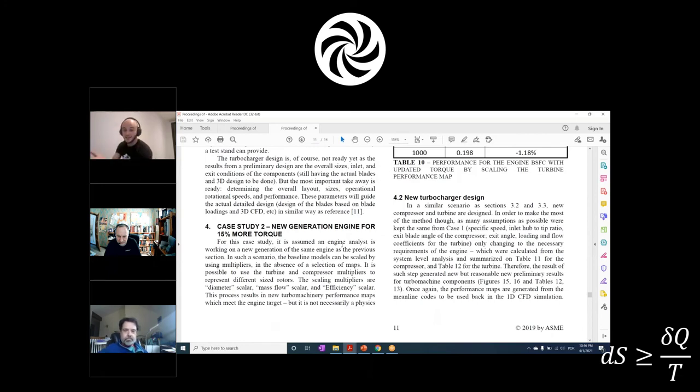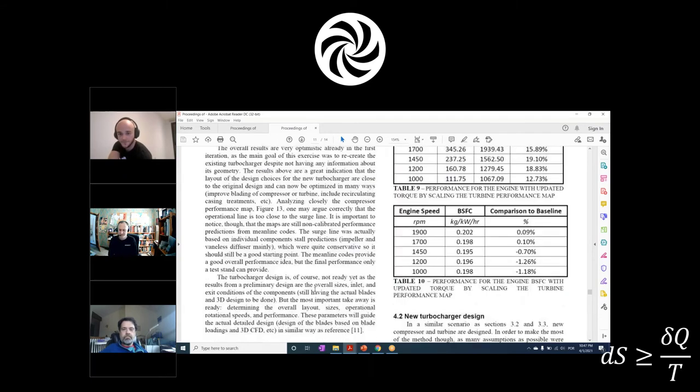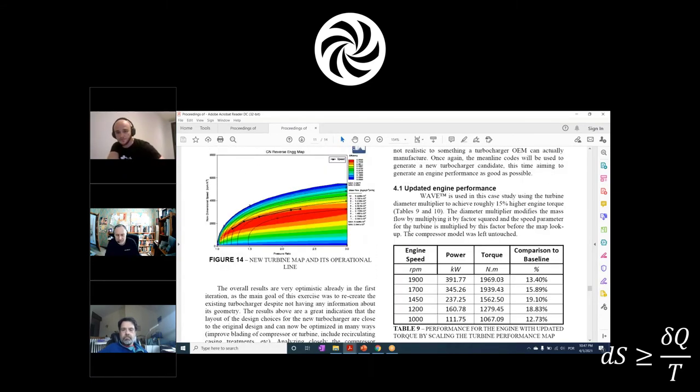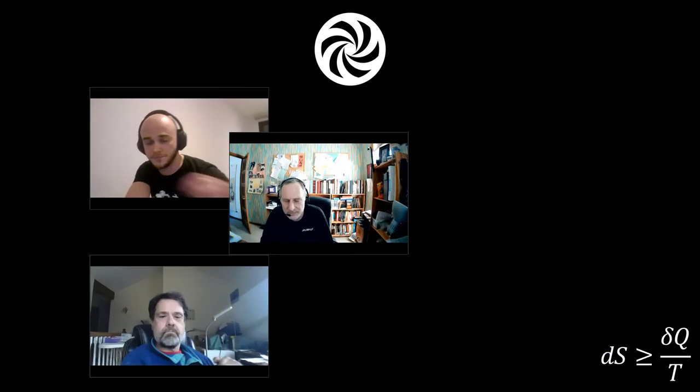But then we went to the second case study. So Parth, if you wanted to go through what we did for the second case study. Yes. So once we established that the reverse engineered map from our baseline data or baseline model was fitting well, and based on the map that we were given by Concept NREC, the next idea was to modify our current baseline model to generate 15% higher torque, more or less.